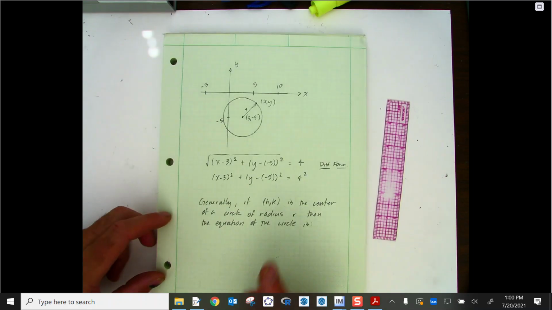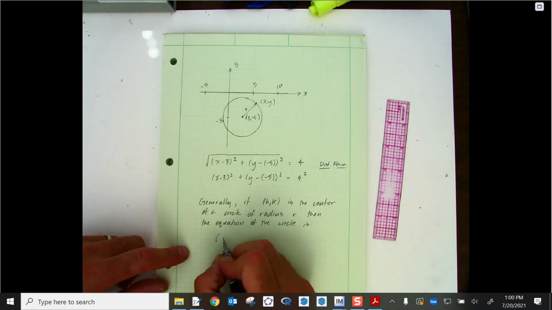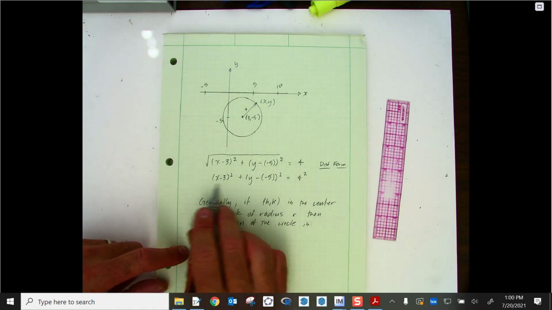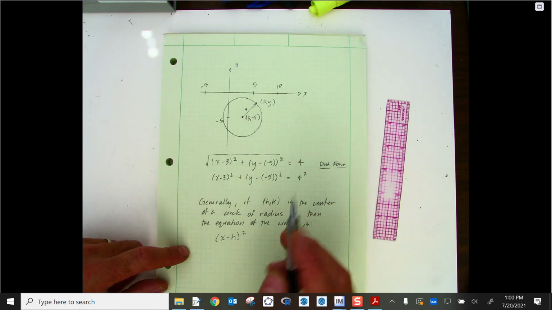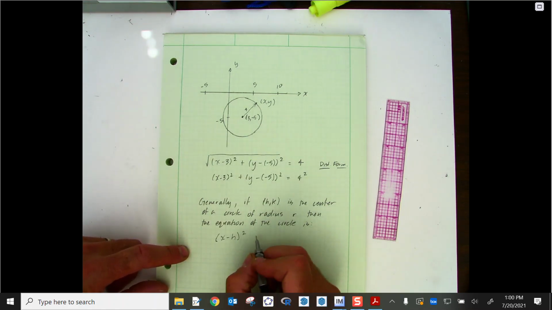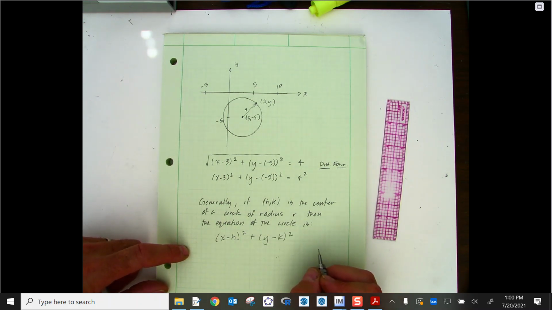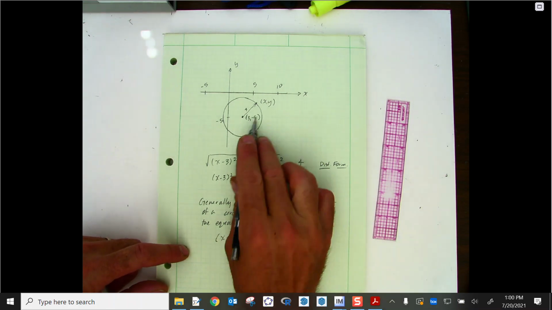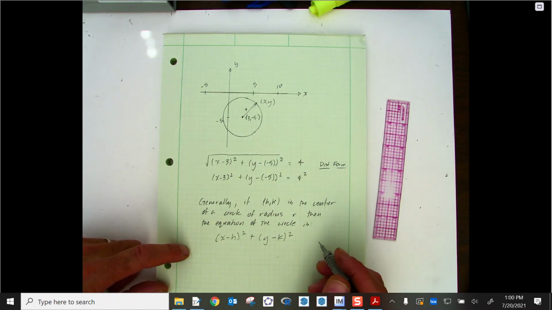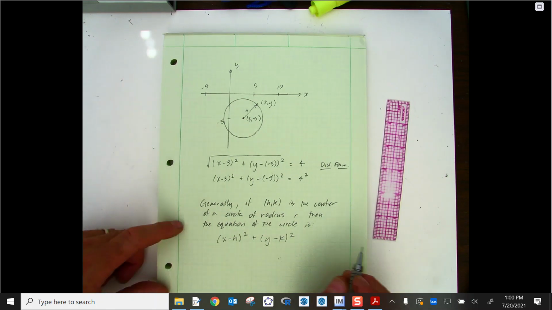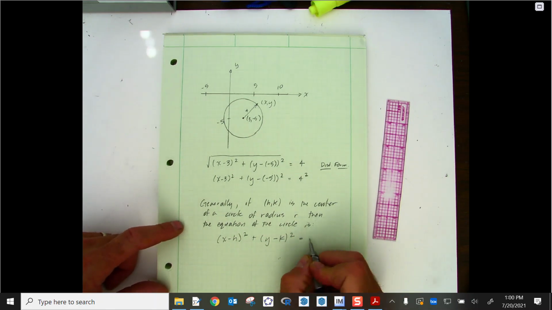Well, it's (x - h) squared. You can see that here in the x minus 3, where 3 is the x coordinate of the center, plus (y - k) squared. And again, in this y minus negative 5, the -5 is built into the coordinate there, but the minus is built into the form of the formula. And that's going to be equal to r squared.